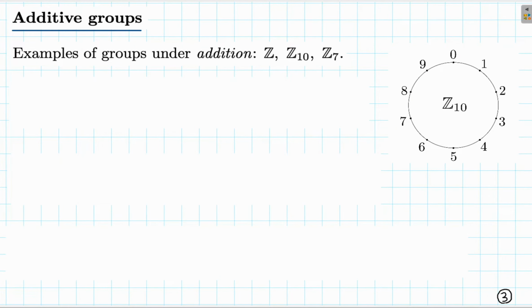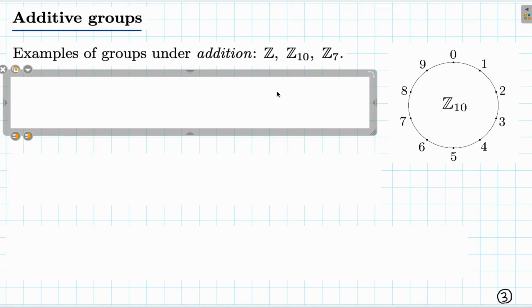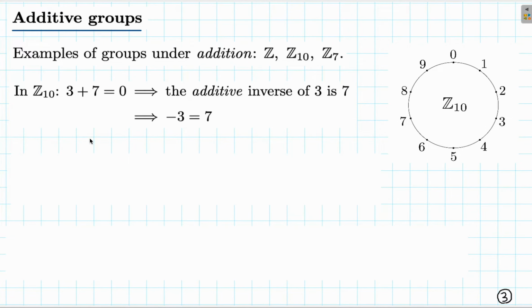Let's start by looking at some examples of groups under addition. Now these include the set of integers Z, that's a group under addition, or Z10, or Z7. Since we have the Z10 clock right here, let's look into Z10. In Z10, we see that 3 plus 7 is equal to 0. And that relationship tells us that 3 and 7 are additive inverses of each other.